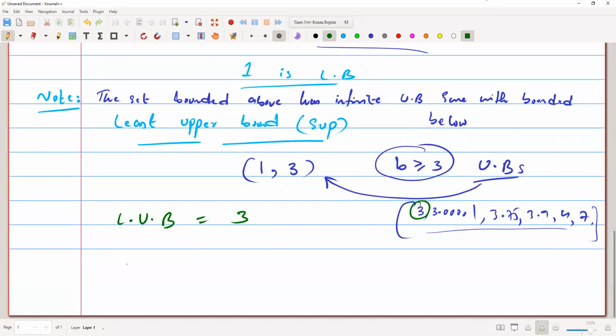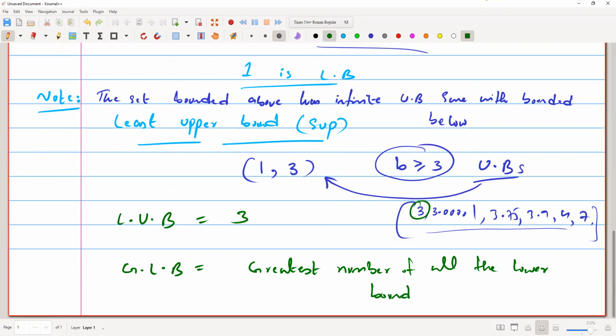And similarly, the greatest lower bound is the greatest of all the lower bounds. So if we see in this set, every element that is less than 1, and 1 itself, is a lower bound of this set, but what will be the largest element of all the lower bounds? It will be 1, because every other number is less than 1. So the largest element, that's why we call it the greatest lower bound.